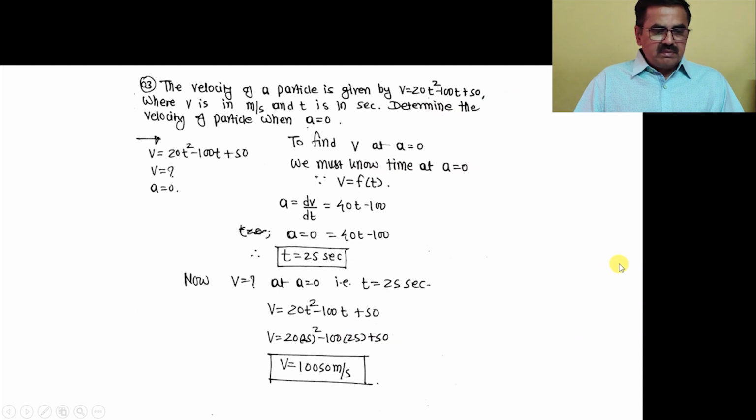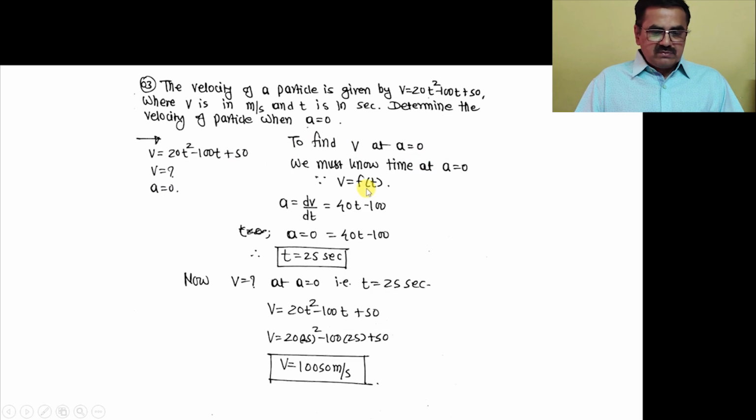Then this is the third problem. The velocity of a particle is given by v is equal to 20t square minus 100t plus 50, where v is in meter per second and t is in second. Determine the velocity of the particle when a is equal to 0. So given data, v is equal to 20t square minus 100t plus 50, v is required, a is equal to 0. To find velocity at a is equal to 0.